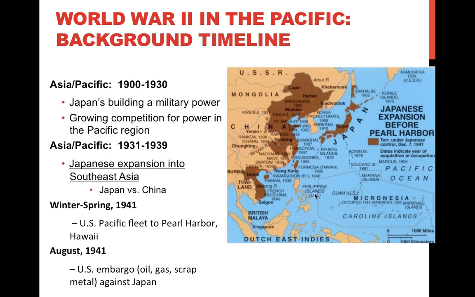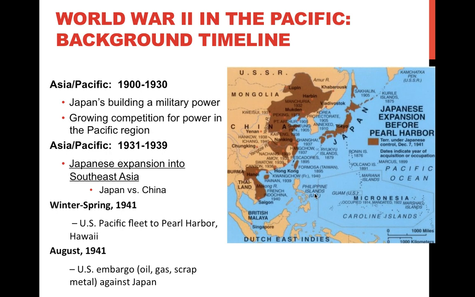Big move number two is the United States imposes what is called an embargo against Japan, a cutting off of resources, oil and gas being the biggest ones. And you use some logic here. If you want to operate a big military, you need oil and gas. And so the United States was trying to cut off Japan's access to those resources.